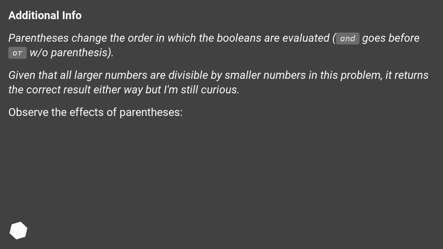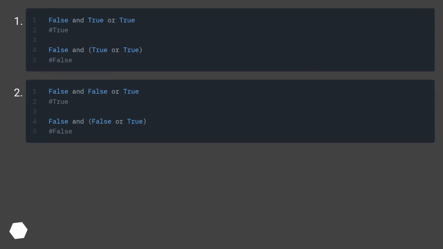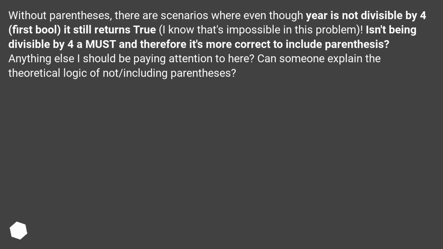Additional info. Parentheses change the order in which the booleans are evaluated, so what goes before or without parentheses matters. Given that all larger numbers are divisible by smaller numbers in this problem, it returns the correct result either way, but I'm still curious. Observe the effects of parentheses. Without parentheses, there are scenarios where even though year is not divisible by 4, the first bool, it still returns true. I know that's impossible in this problem.